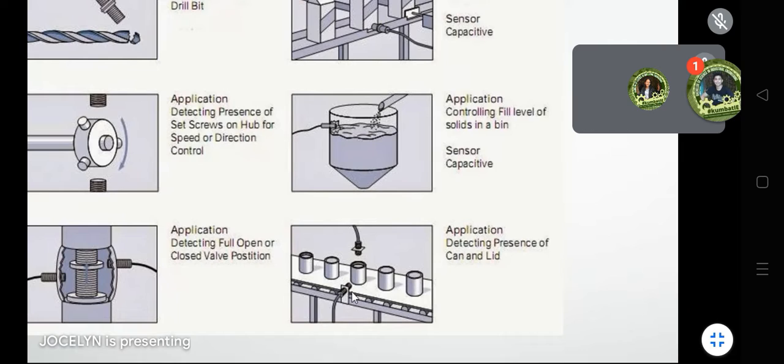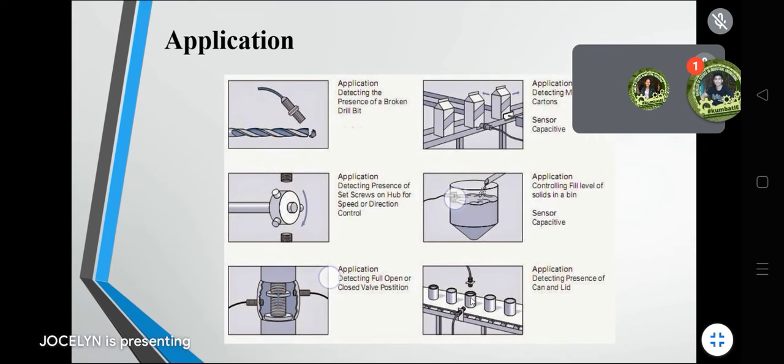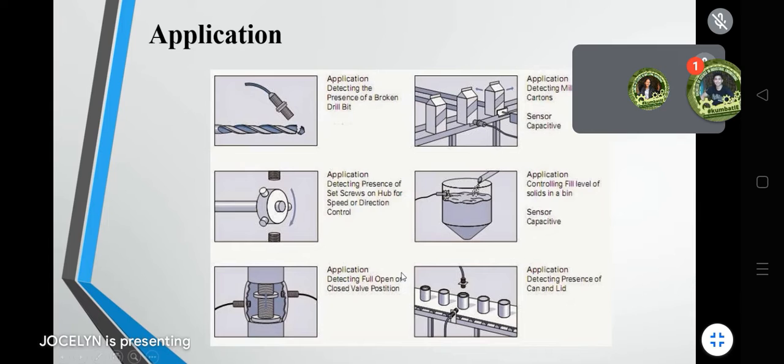Okay, so this is an application of detecting the presence of a can and lid. So this sensor will detect the presence of canned goods, and the sensor on the top is to check if it is open or if it is already closed or sealed.